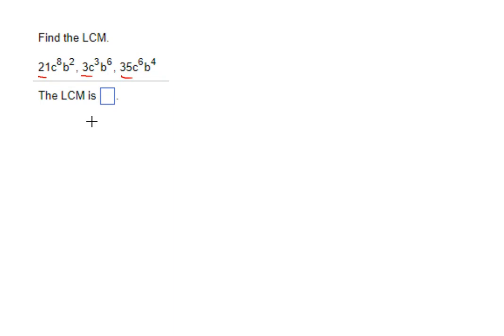We want to find the least common multiple of 21, 3, and 35. If you take that phrase literally, it's asking you to find the smallest, that's what least means, the smallest multiple that these three numbers share in common. One technique you can use, especially if the numbers are getting a little hard to figure out, is you can make a list of the multiples of these numbers until you find the first one that all three share in common.